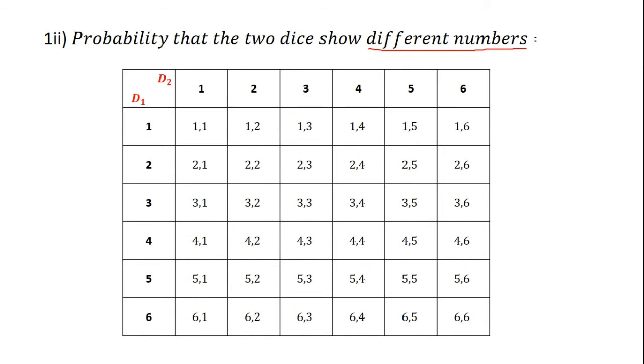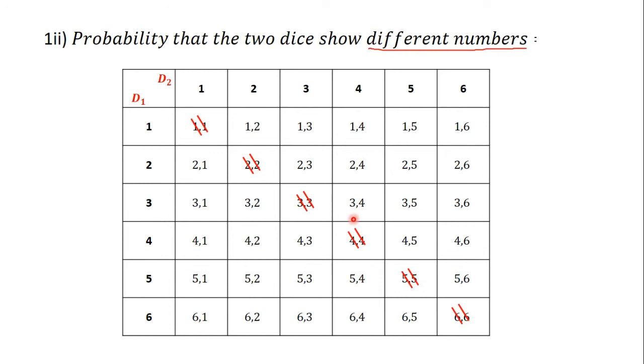The second question is, find the probability that the two dice show different numbers. So here the event we are looking for is different numbers. This is our table once again. We can see clearly from this table that if we cancel out the members with the same number, that is, if we cancel out 1, 1, 2, 2, 3, 3, 4, 4, 5, 5, and 6, 6, all the remaining members will have different numbers.